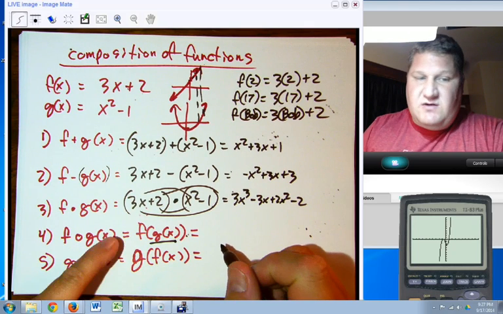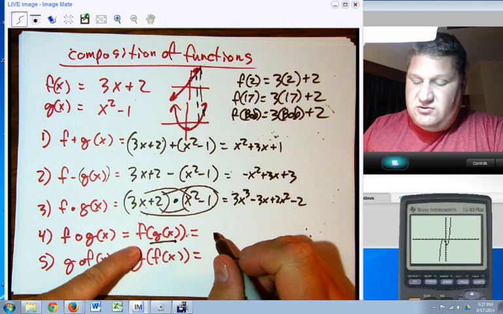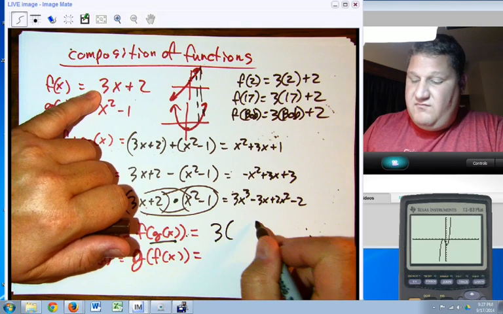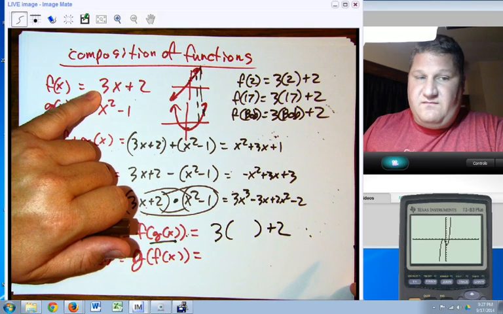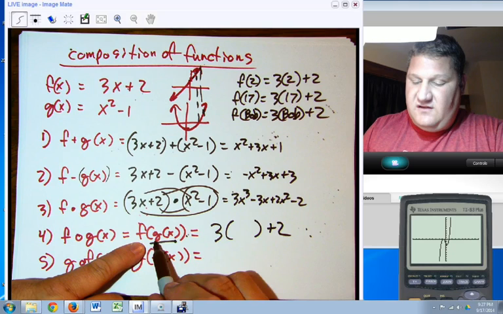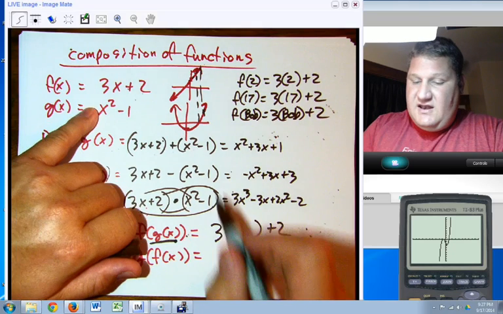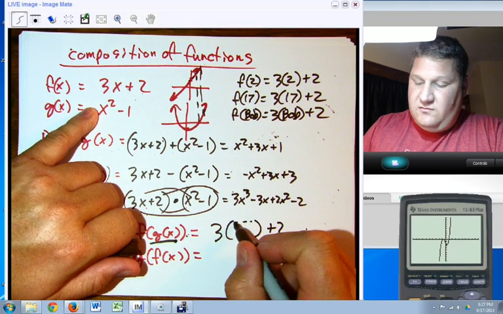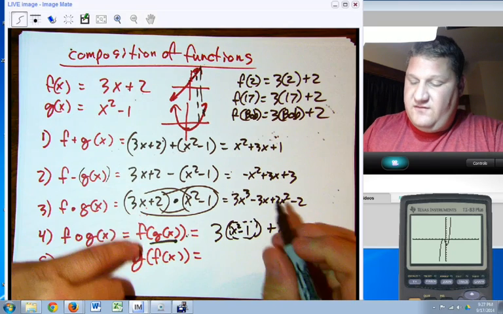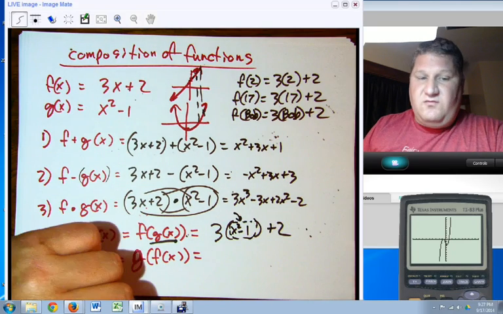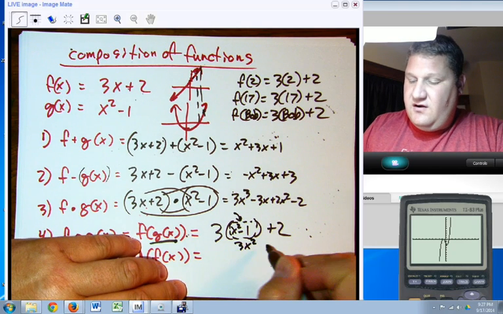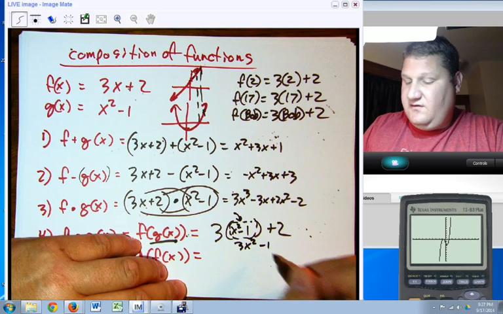The best way, and the way I recommend that you do this, is you take the outer function, which is f, and you leave a big fat open parenthesis. And whatever the big fat open parenthesis gives you, it says put g of x in for it, so now you can simply substitute x squared minus 1 right in for that. You're going to shove it right in where x was. And in this case, you're going to end up with 3 times x squared minus 1, plus 2, which is 3x squared minus 3 plus 2, minus 1.